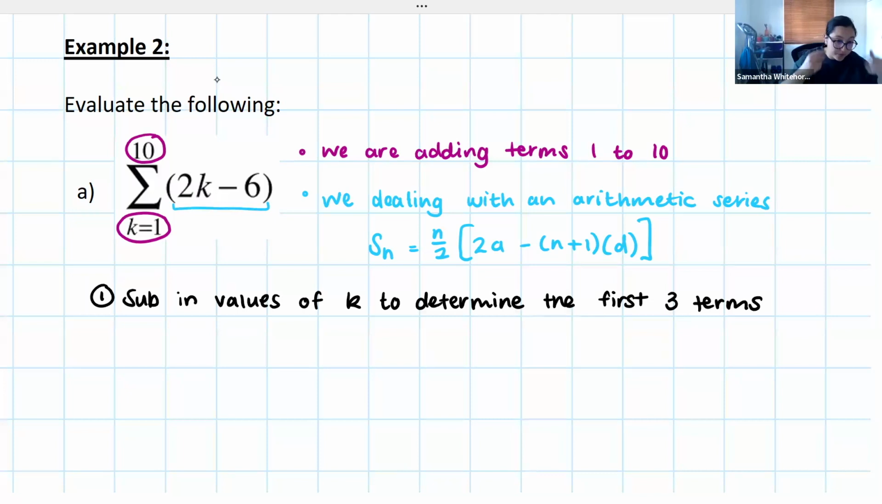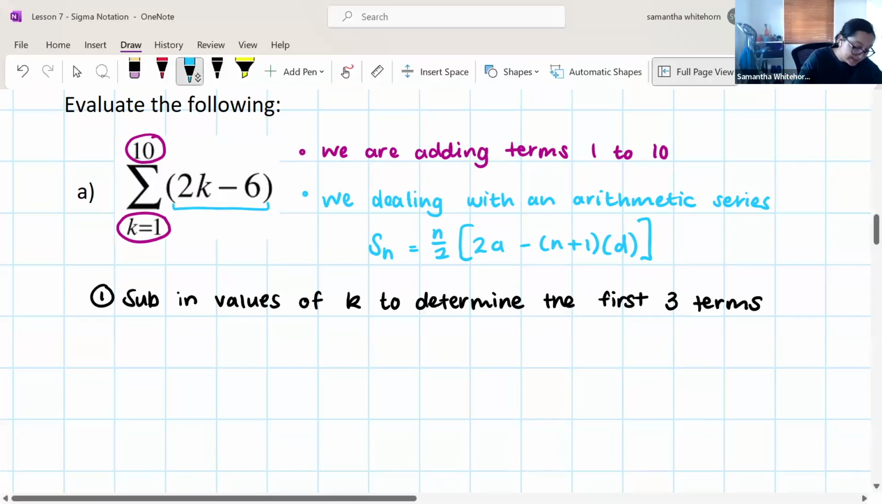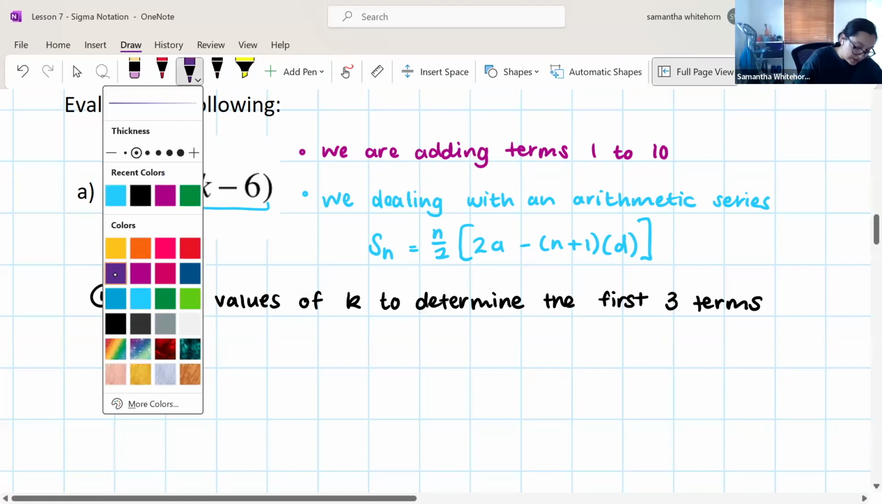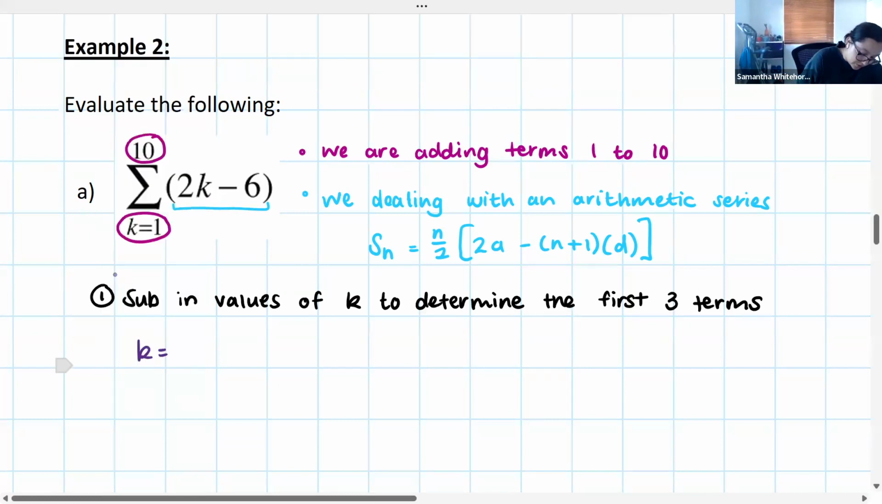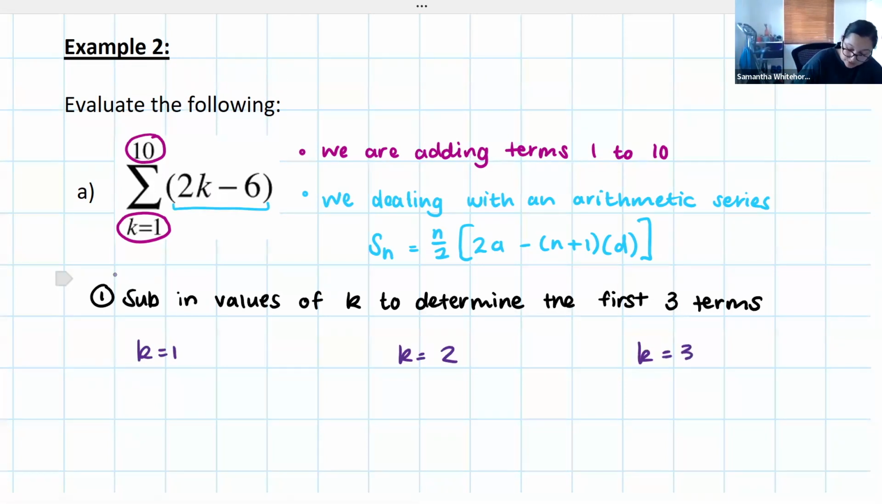Right, so we want terms 1 to 10. I'm only going to work out the first 3 because I don't need to do all 10, and that's just going to be silly. So what we're going to do is substitute in k equals 1, k equals 2, and k equals 3. Now, guys, do this on a calculator. Don't try to do it in your head, especially because this is not the important part of the question. This is just to get your series.